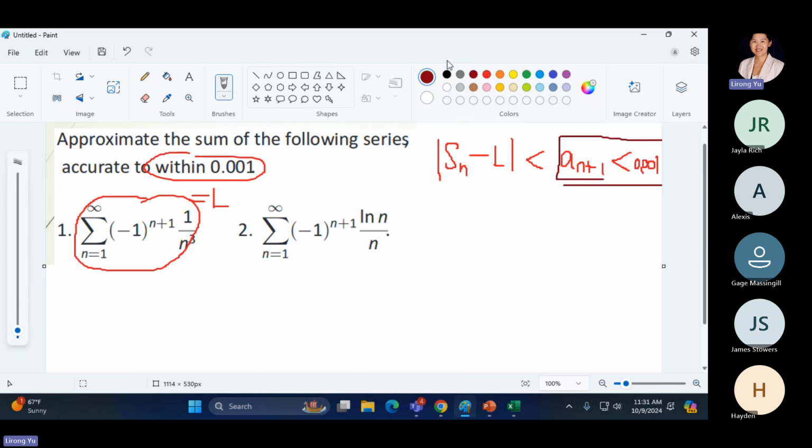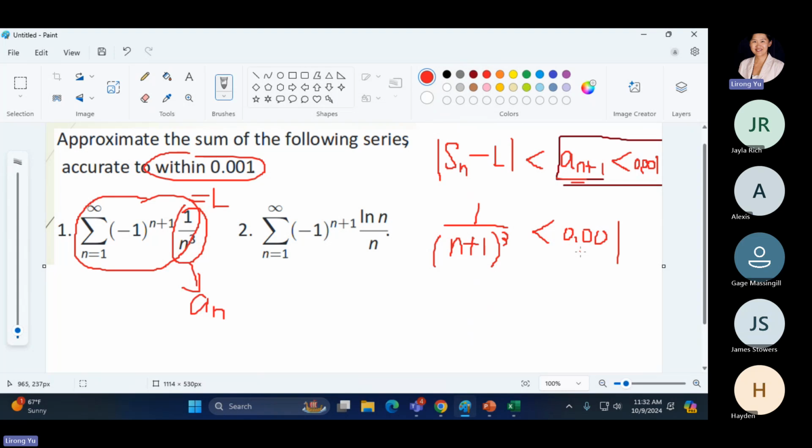So now we're going to pay more attention to what a sub n plus 1 is. Here is our a sub n. So a sub n plus 1 is 1 over n plus 1 cubed. So a sub n plus 1 follows a sub n, and that's how we write a sub n plus 1. It's supposed to be less than 0.001. And we do what we were doing yesterday, which is try to solve for n.